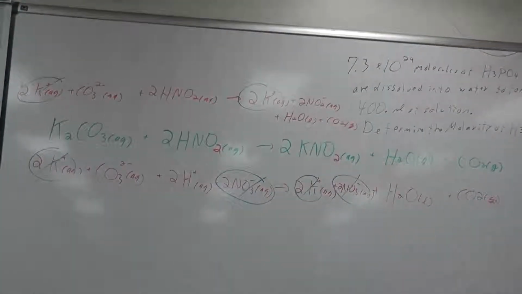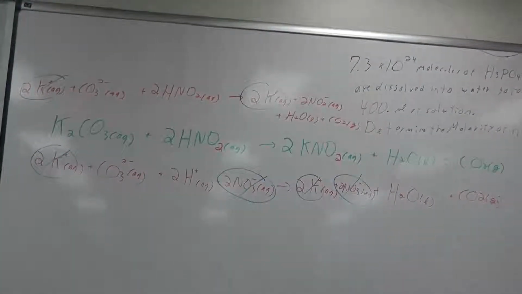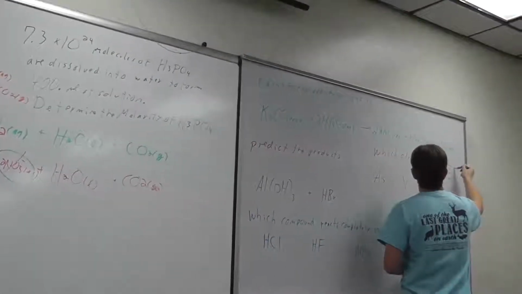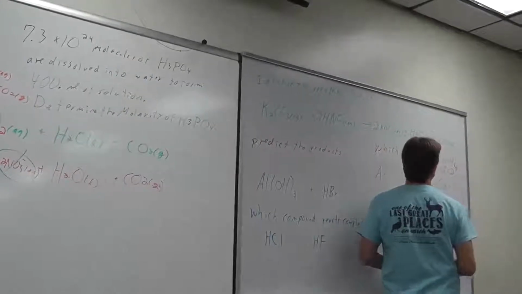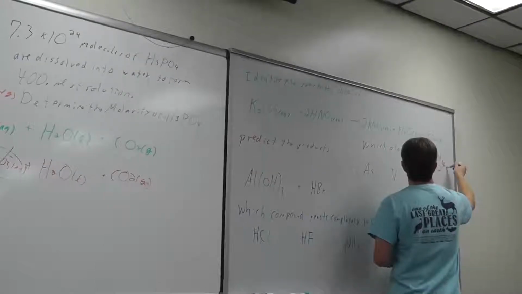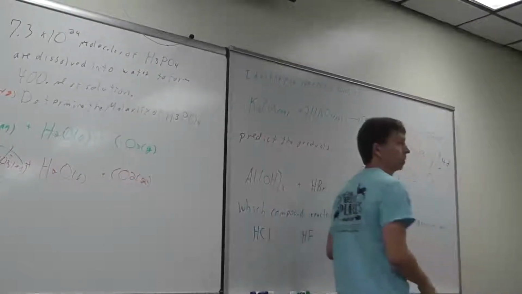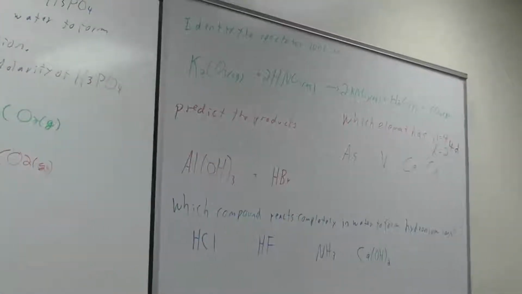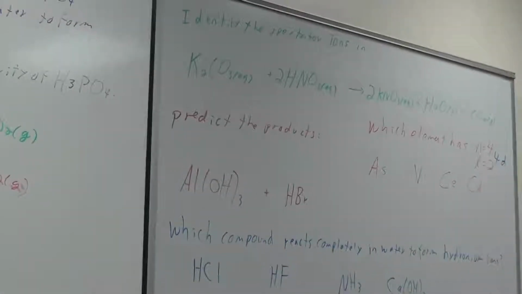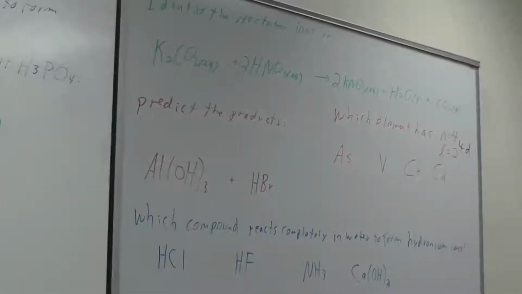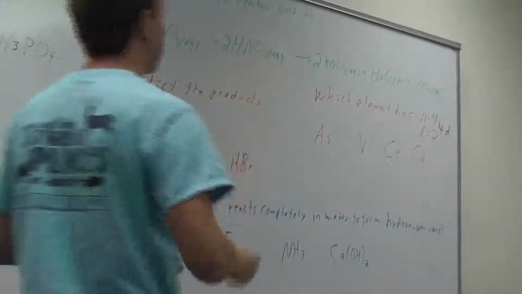Which element has n equal 4 and l equal 2? This is talking about level and sublevel. Energy level 4 means 4 as far as electron configuration goes, and l equals 2 means d. Remember, l 0, 1, 2, 3 is s, p, d, f. So l equals 2 is saying d sublevel. So one of these is going to be in that 4d series.